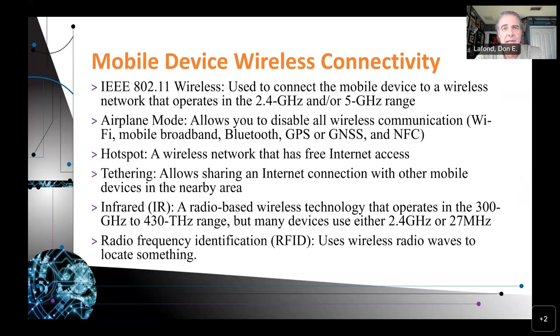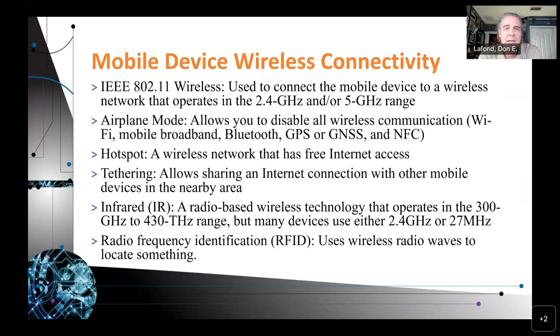Hotspot, a wireless network that has free internet access. I'm sure you're familiar with that. Let's say you have a tablet, and the tablet does not have a built-in internet connection. You need to use either a wireless connection, or when you're on the road, you can use your cell phone to create a hotspot that you can connect your tablet to, or have your tablet connect to your phone to connect to the internet. That's called tethering. That's when you share an internet connection with other mobile devices in a nearby area in that PAN, that personal area network.